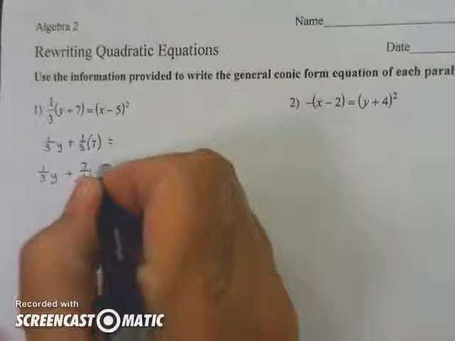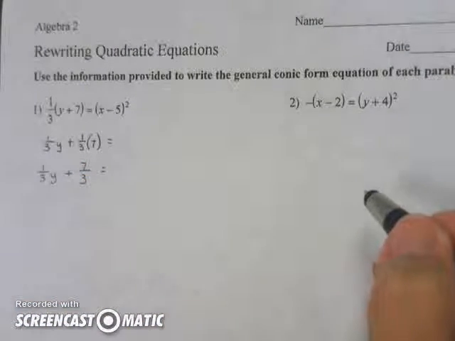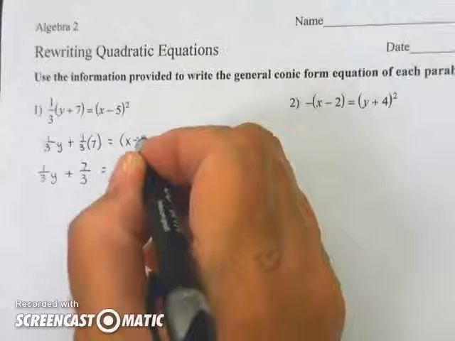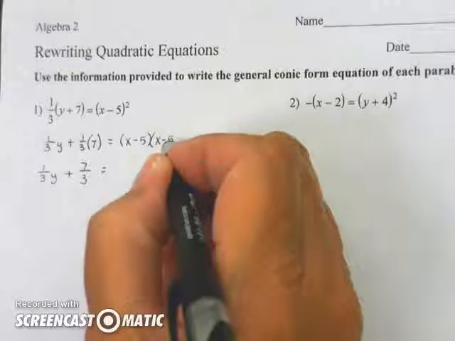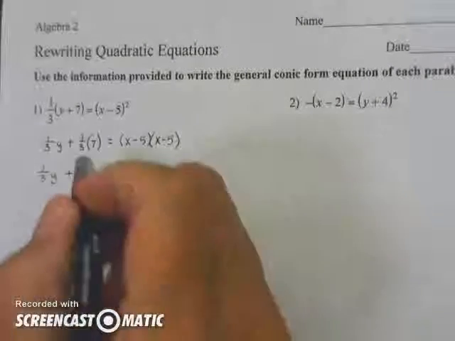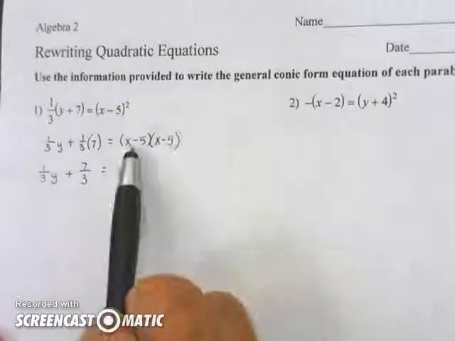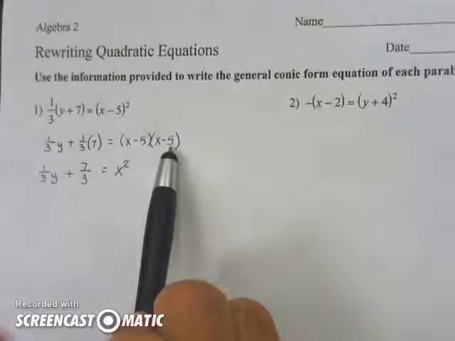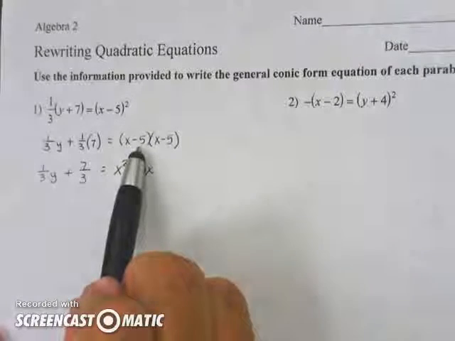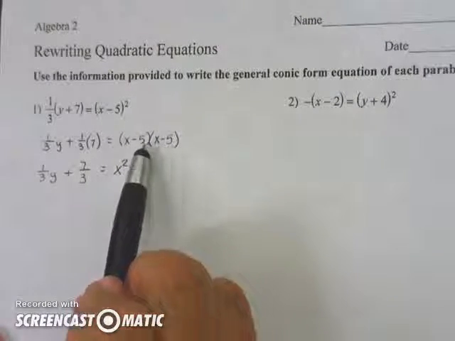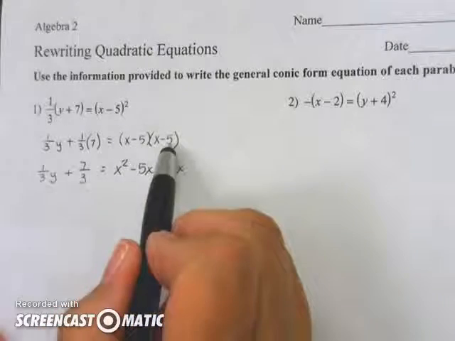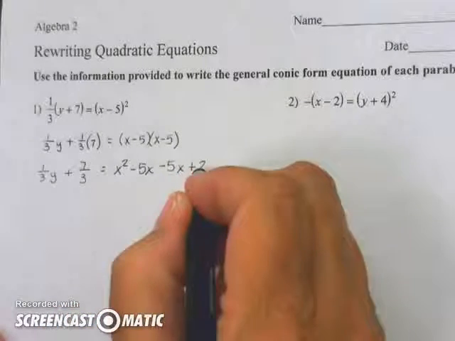Now I'm going to leave that and move to the right side. I have the quantity x minus 5 squared. To simplify that, I need to rewrite it as x minus 5 times x minus 5 and do my distributive property. X times x gives me the x squared. Now x times the negative 5 gives me negative 5x. Now I'm going to move to the negative 5 and multiply it by both parts. Negative 5 times x, negative 5x. Negative 5 times negative 5 is positive 25.